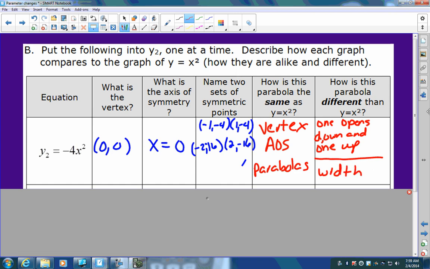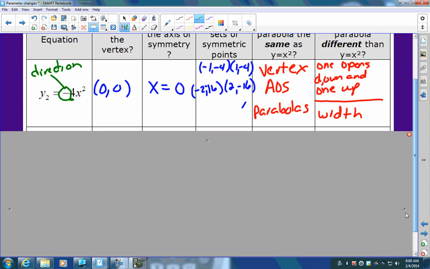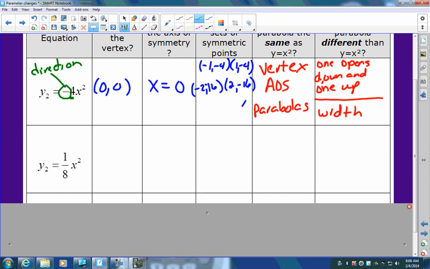On the parent function, guys, if I look up here, what is the number in front of x squared? What number's right here, if there's not a number written? It's a 1. What number is right here? It's a negative 4, but let's just look at the 4. If the number is bigger than 1, it's going to make it narrower. The only thing the negative does is direction. The negative makes it open downward. Positive opens upward. If your coefficient is bigger than 1, then it is narrower, or it is a stretch. Let's look at this next one. Let's go and put this one in the calculator. Go to y equals.